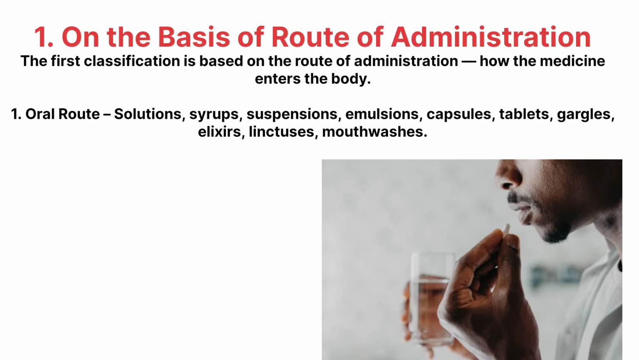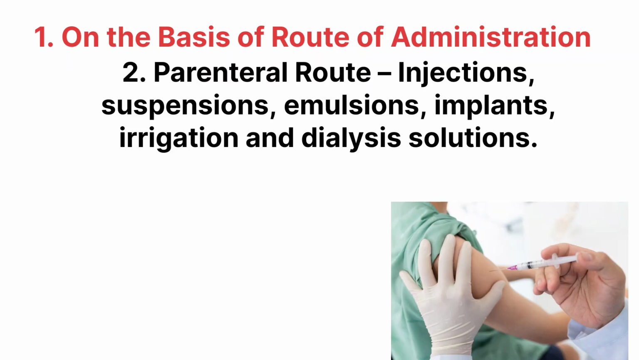1. On the basis of route of administration. The first classification is based on the route of administration, how the medicine enters the body. 1. Oral route. Solutions, syrups, suspensions, emulsions, capsules, tablets, gargles, elixirs, linctuses, mouthwashes. 2. Parenteral route. Injections, suspensions, emulsions, implants, irrigation and dialysis solutions.